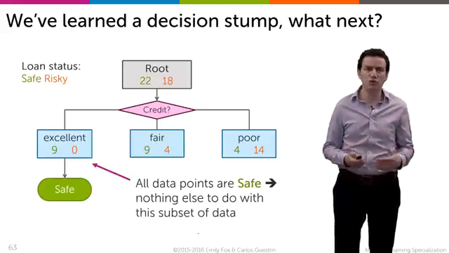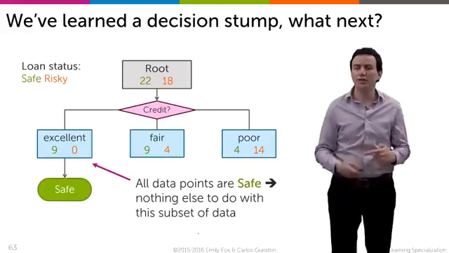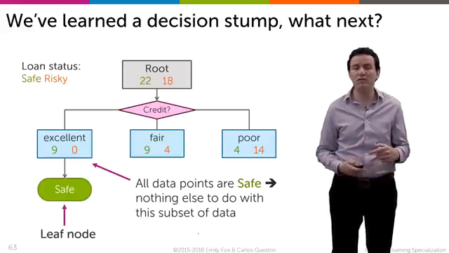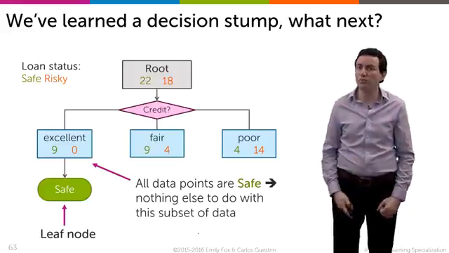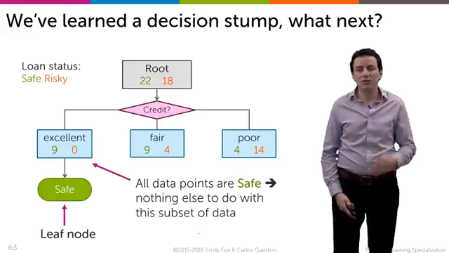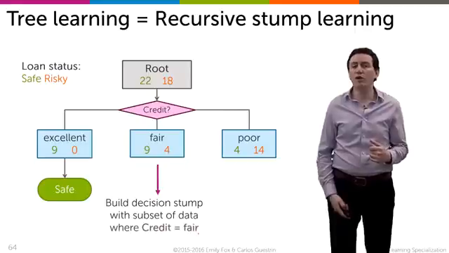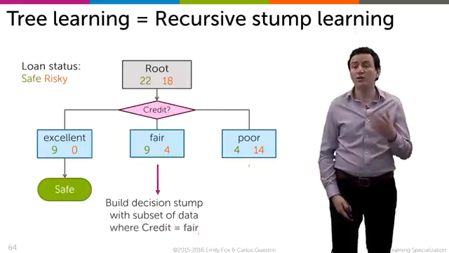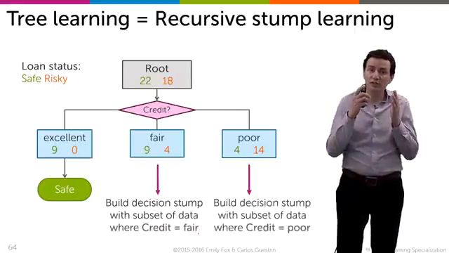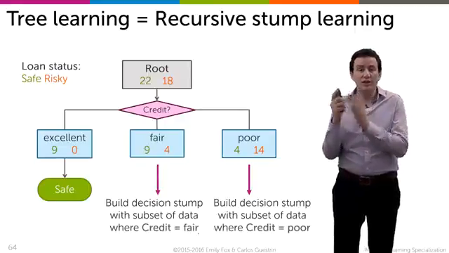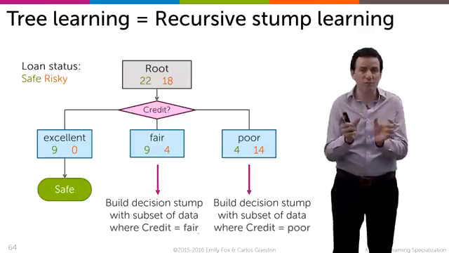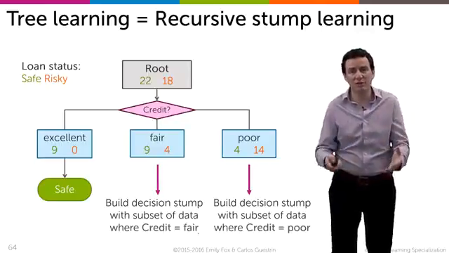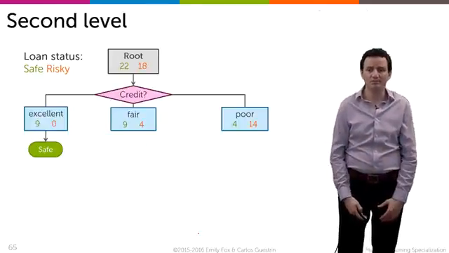So there's nothing else to do. There's no reason to recurse or try more. We just make that what's called a leaf node, because all other splits will also be predicted as safe. But for the other two, for the cases where credit was fair or the cases where credit was poor, we need to look at the subset of the data that has fair credit and the subset of data that has poor credit and build the next decision stump from each one of these, and then from there build the next decision stumps and so on.